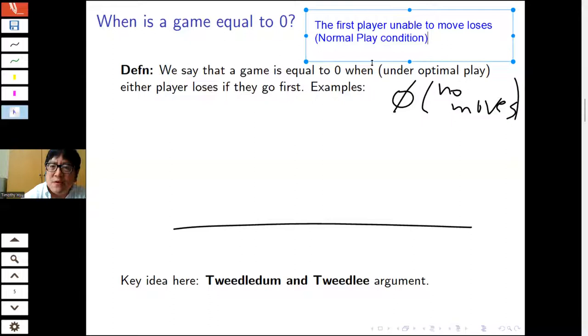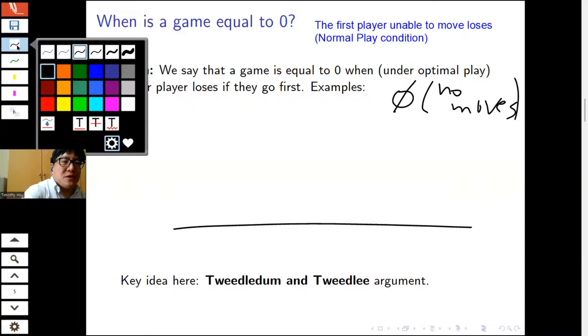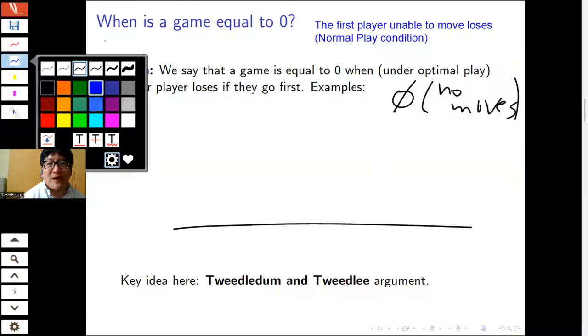So remember, as Peter so helpfully reminded me to mention, in every game in this theory of combinatorial games, the way that you lose is always by having nothing to do. Which means the way you win is by forcing the other player to have nothing to do. So is there a player who, going second, always loses under optimal play? Yes.